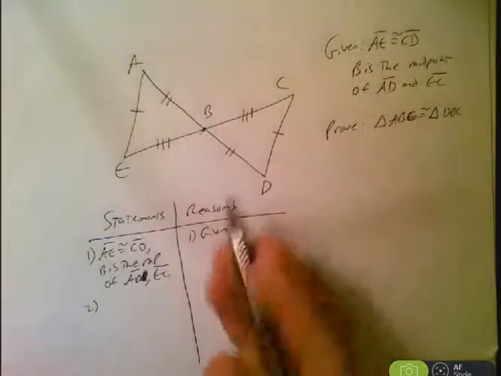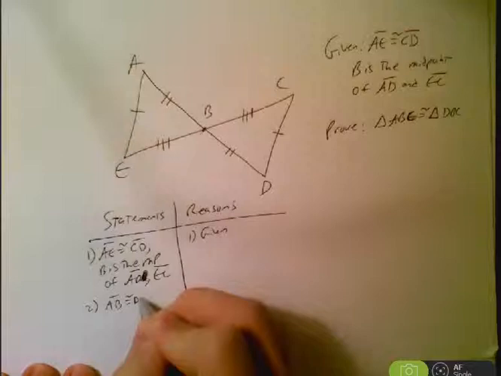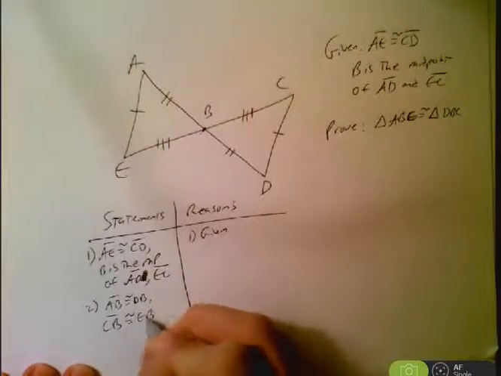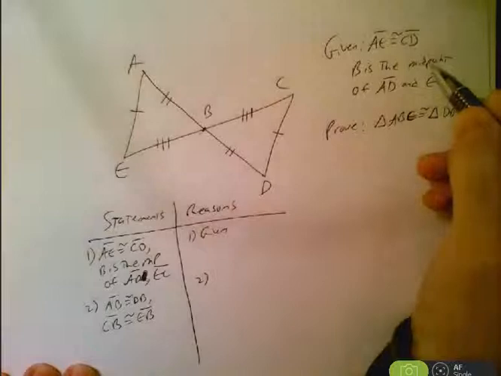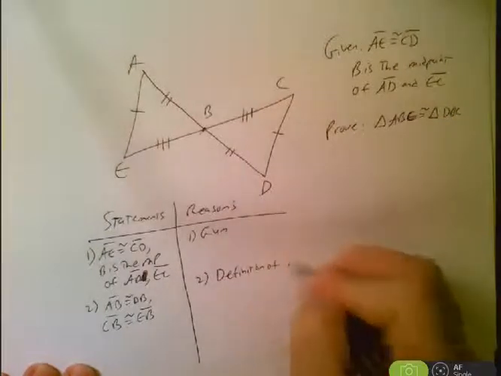You can do them separately or together because it'd really be the same reason. So AB is congruent to DB, and CB is congruent to EB. And the reason would be, well, we know what a midpoint is. That's actually the definition of midpoint.